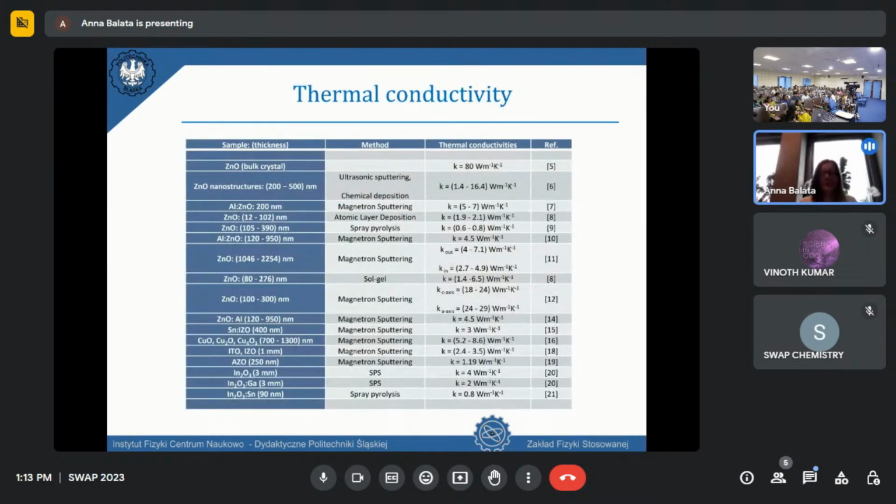If we look into papers, we can check that the thermal conductivity is typically from about 1 watt per meter Kelvin to about 20-30 watt per meter Kelvin. If we compare it with bulk material, we get almost 80 watt per meter Kelvin. So we see, even if we have the same material in the form of thin film, it possesses quite different thermal properties.